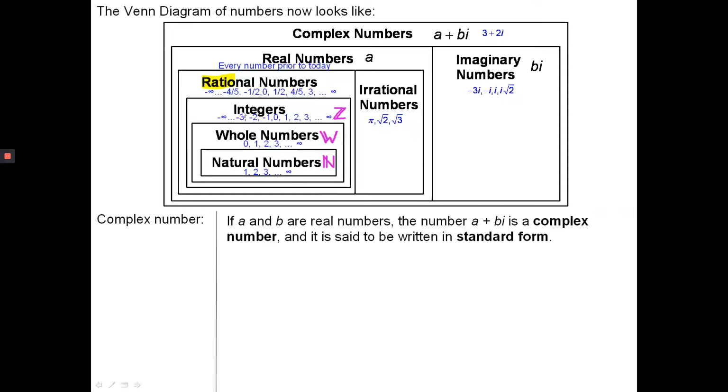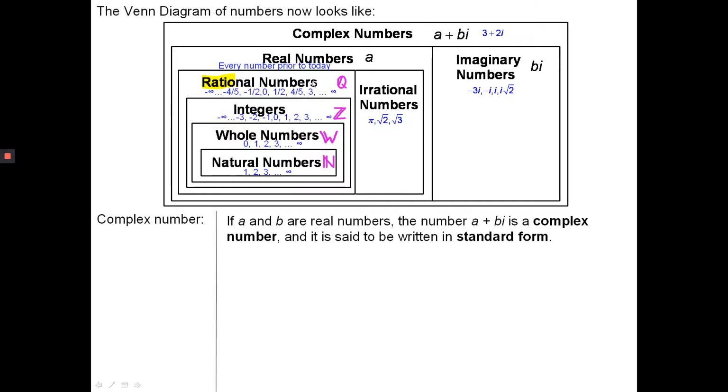Rationals is not an R, but we need to think back to that word ratio. And again, we said that meant fraction, which meant division. The answer to a division problem is quotient. So the symbol is a capital Q with a line in it.